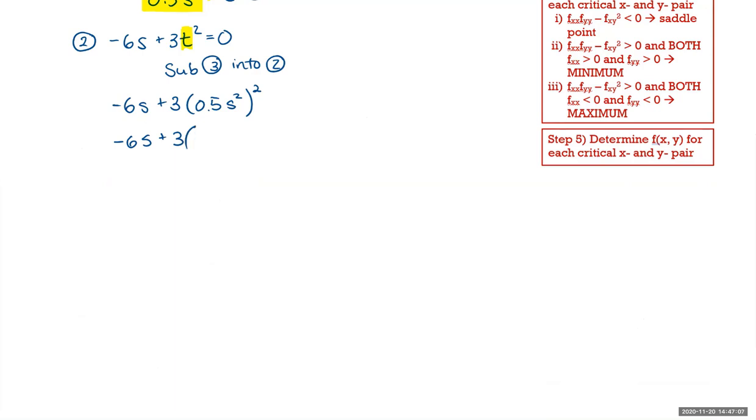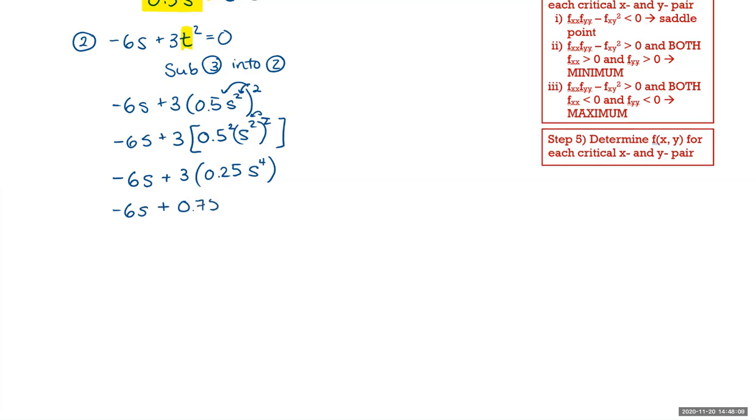Now doing this, I get negative 6s plus 3, and let me give this square brackets, 0.5s squared. I'm going to apply the exponent to each term inside those brackets. This is only doable because there's no addition or subtraction within the brackets, there's only multiplication. So I can apply the exponents to each term in the brackets separately. I separate the 0.5 and the s squared and apply the square to each of those independently. So then I get negative 6s plus 3 times 0.5 squared, which is 0.25. S squared squared, I multiply these exponents and I get s to the power of 4. So now I have negative 6s plus 3 times 0.25, which gives me 0.75s to the power of 4. All of this is equal to 0. I've just been a little bit lazy in writing that.